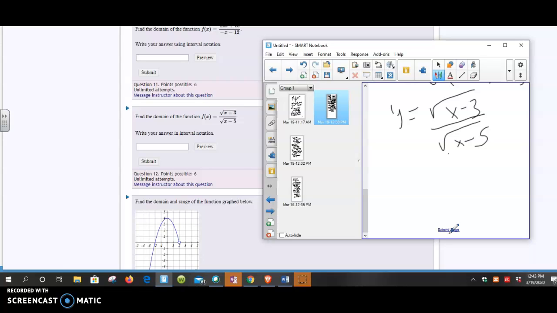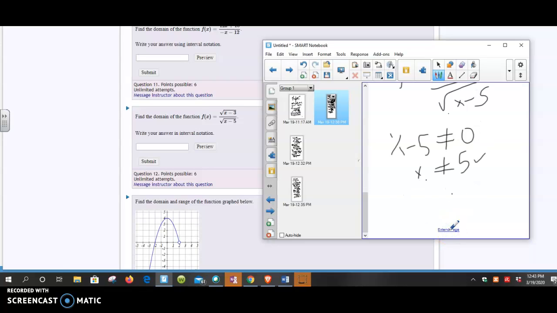So one thing at a time. We know that x minus 5 cannot equal 0 because it's in the denominator. We can't have 0 in the denominator. Normally we can have a square root of 0, but just not in the denominator. So x minus 5 cannot equal 0, so x cannot equal positive 5. That's one thing that's true.